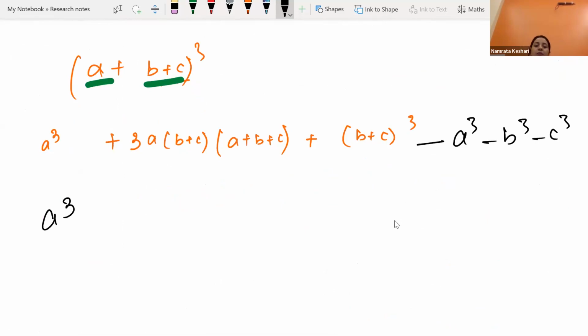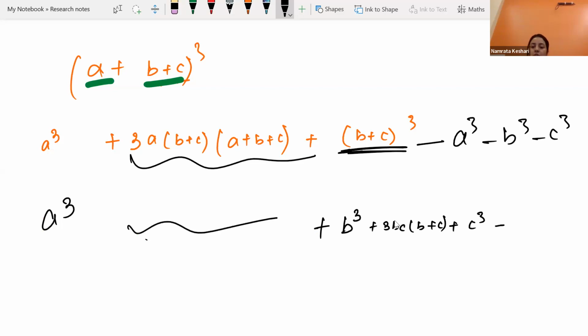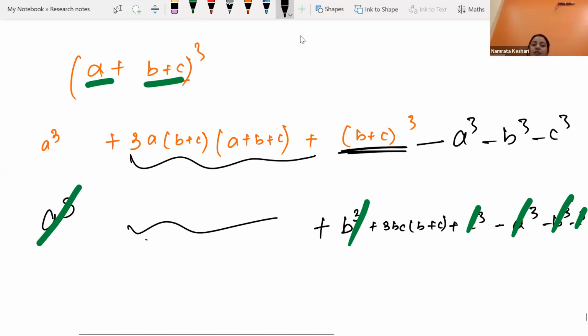So a cube I am writing, and this b plus c I am trying to expand, so that a cube, b cube, c cube, at first let's cancel them out. We'll have this b cube, this c cube, then 3bc in bracket b plus c, and the remaining middle term as it is. I'm just trying to cancel all the a cube, b cube and c cube. A cube gone, b cube gone, and c cube gone. And what are we left with?